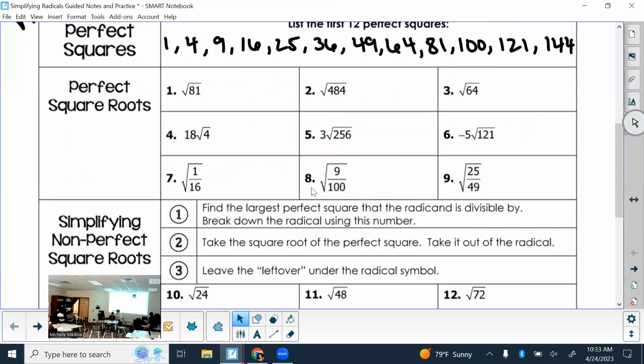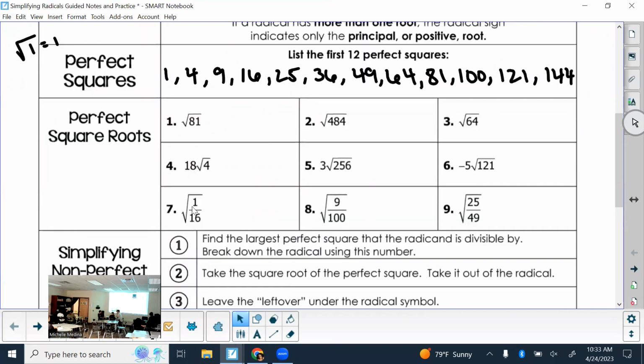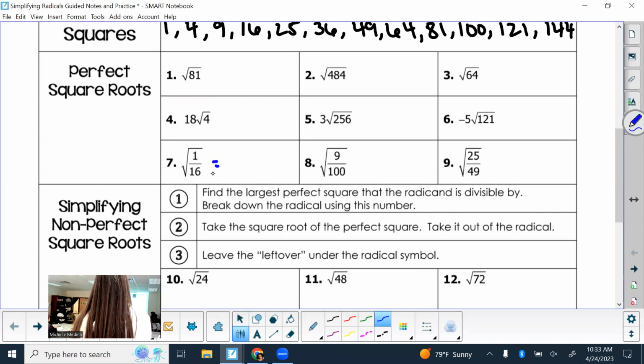I don't necessarily think we need to practice them. We could do the fractions real quick, just because I know you guys love fractions. How do you take the square root of a fraction? So like, what's the square root of 1/16? All right, no clue at all.